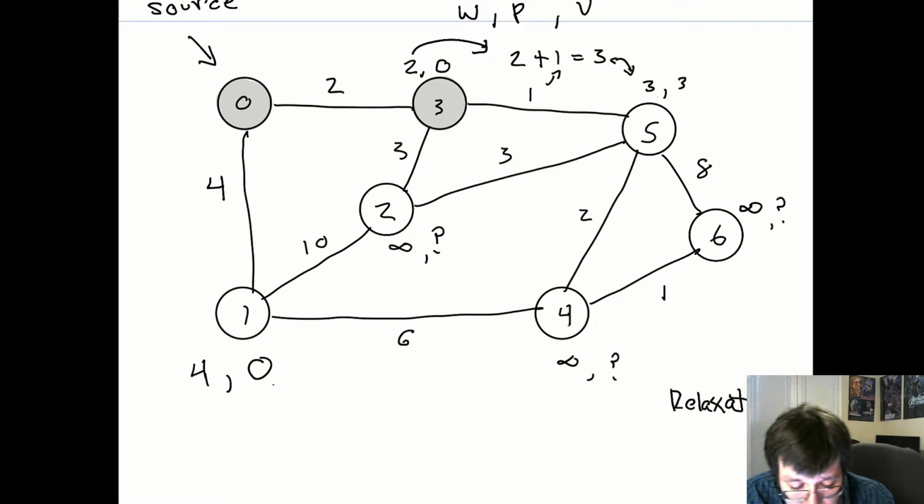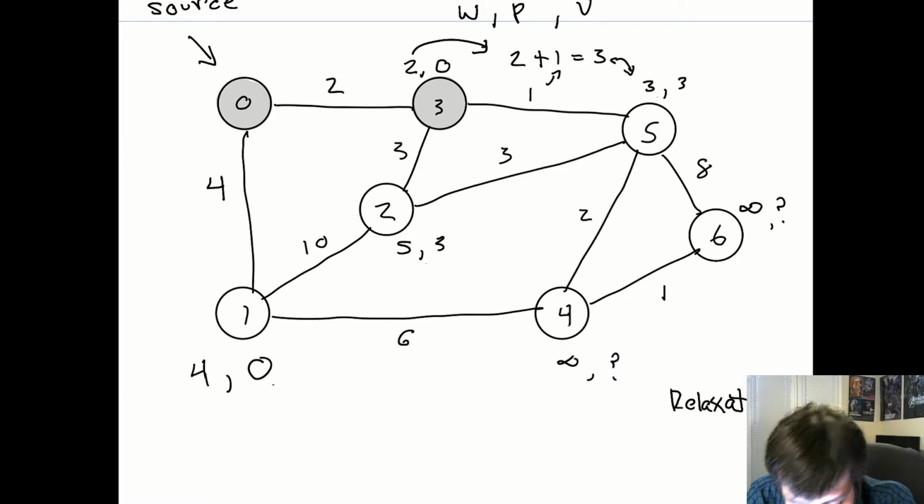The other one that we need to look at is 2. This one's going to get updated because this is infinity, so anything is better than infinity. But we don't put 3 here because we need to add the 2, right? So we say 3 plus 2 is 5, and then we say that comes from 3. Okay, so again, you've got to make sure you add the numbers together. Don't just put the weight of the incoming edge here.